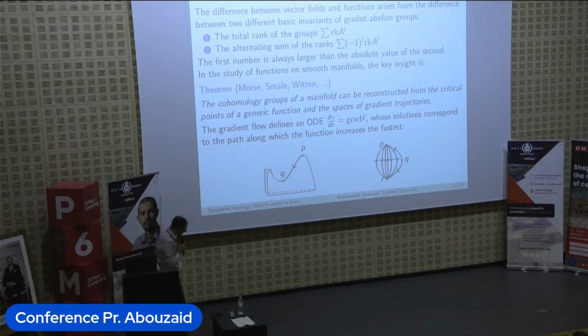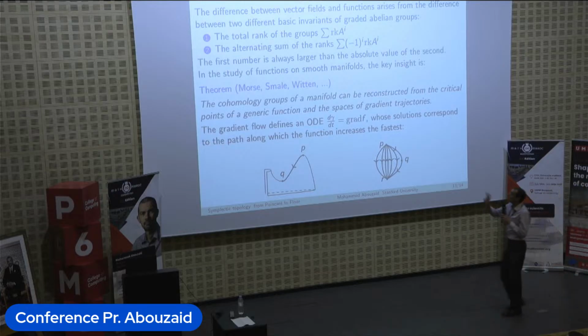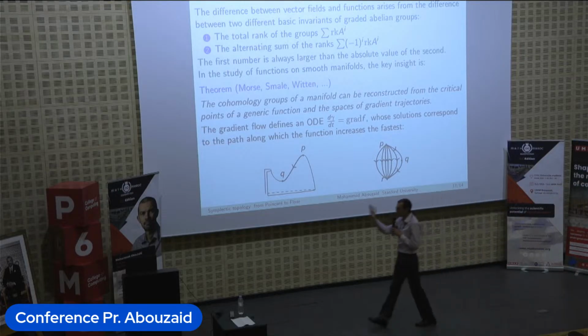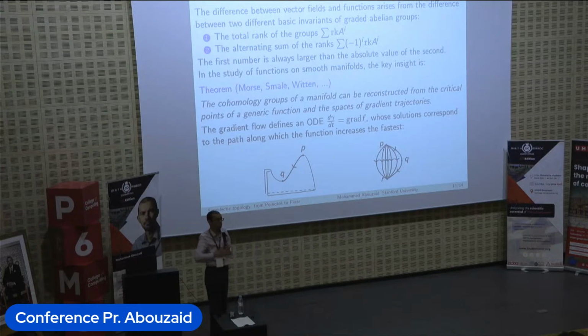So the relationship between functions and cohomology theories was first understood by Morse. Okay, so the key point that he realized is that there are 2 ways to extract a number from a collection of groups that are indexed by the integers. Okay, so one of them is you just take the rank of the groups. Okay? So if you have a collection of groups indexed by integers, you call that a graded abelian group. You just take the sum of the ranks.